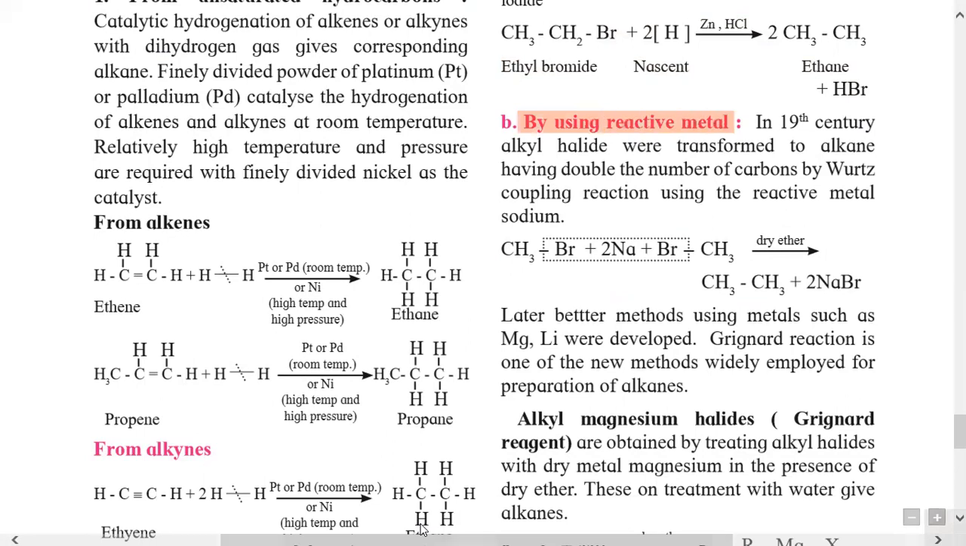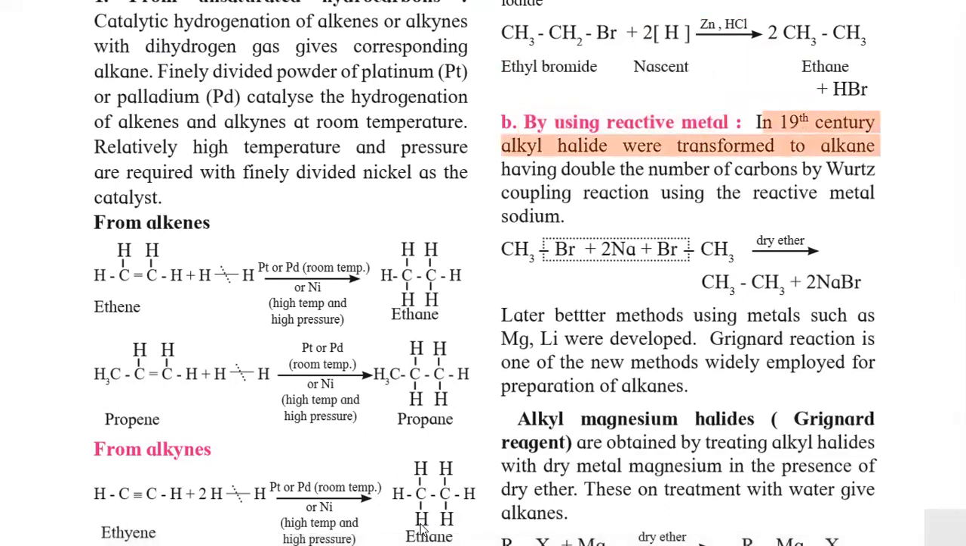The second way to obtain alkane from alkyl halide is by using reactive metal. Reactive metals are sodium metal and magnesium metal. Now we will study how to obtain alkane by using sodium metal and magnesium metal. In the 19th century, alkyl halides were transformed to alkanes having double the number of carbon atoms by Wurtz coupling reaction. This is an important reaction in organic chemistry, using a reactive metal like sodium.